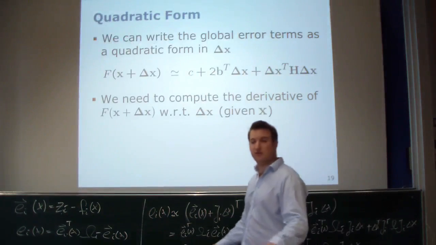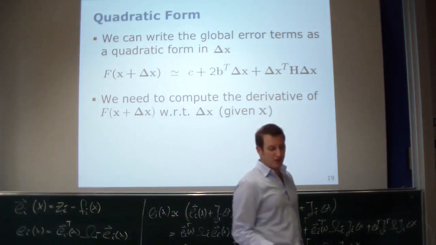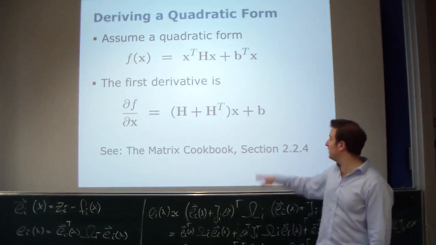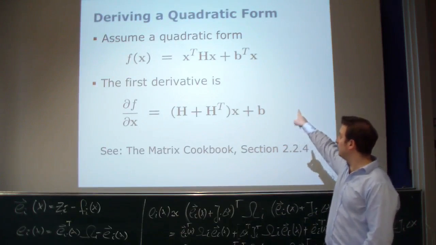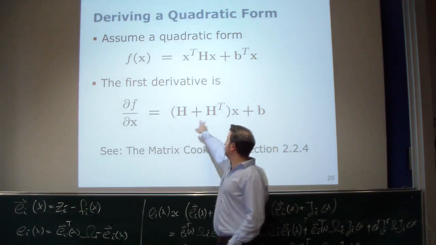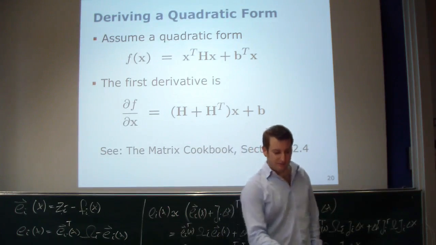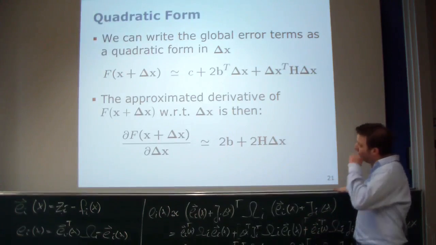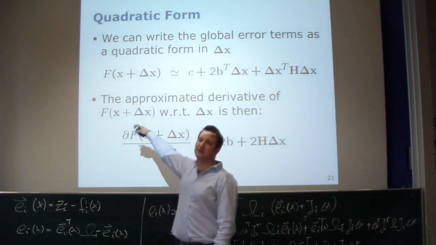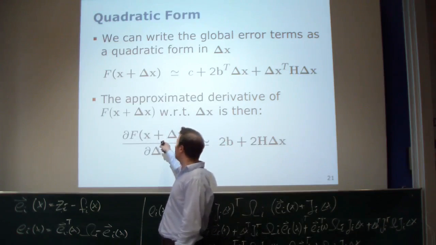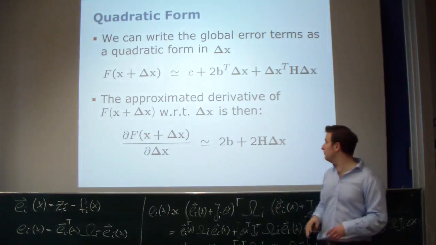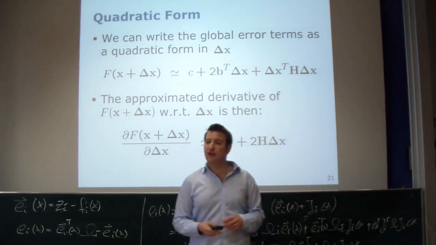So next thing, as was said correctly, we need to derive that function and set it to 0. So we have also the reference to the matrix cookbook, section 2.2.4. Here's a rule on how to do that. This is a general rule. If I have this function over here, I have H plus H transposed. Since in our case H is symmetric, this turns into 2H, and then I'm exactly there. So I can write that as the derivative of the function. It is still an approximation because I approximated f and computed the exact derivative of the approximated function. Therefore, it's an approximate derivative of the original function. So this is exactly these terms: 2b plus 2H delta x.